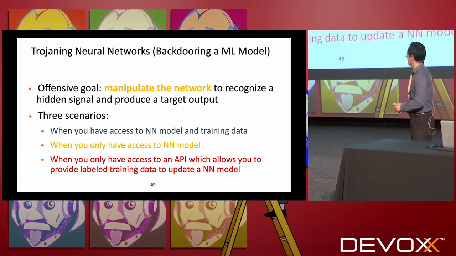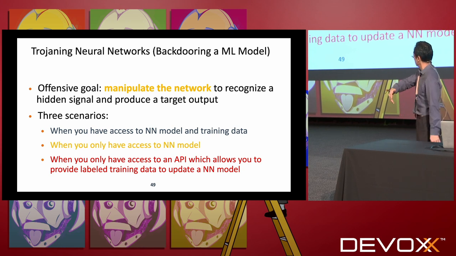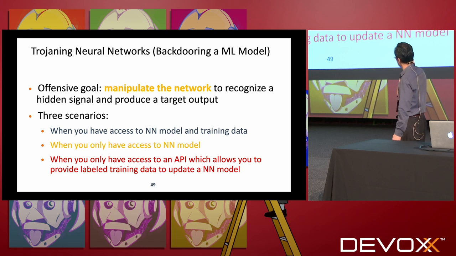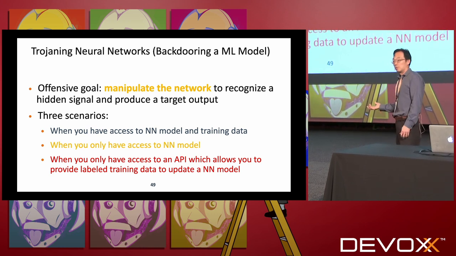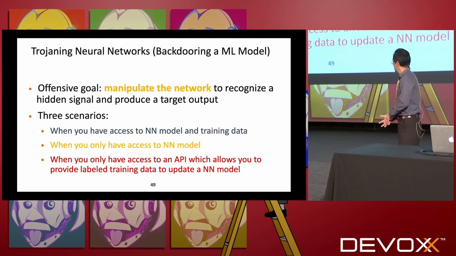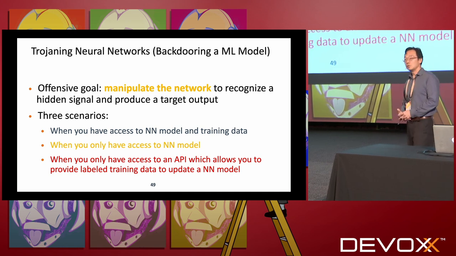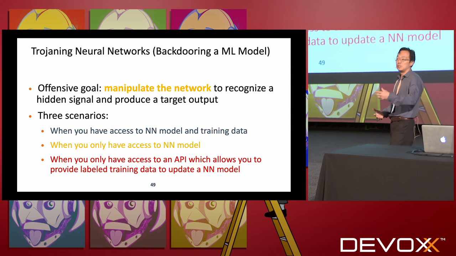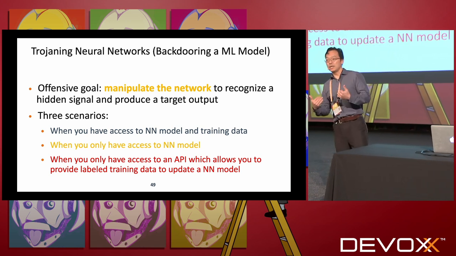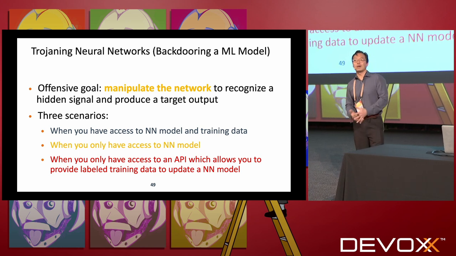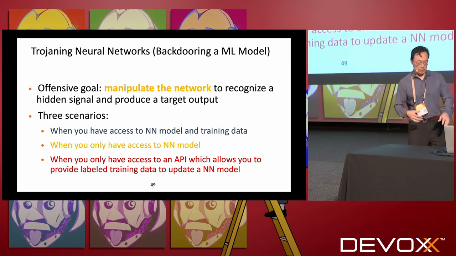there are three scenarios in which you can do trojaning. One is when you have access to the model and the training data, and that would typically be an insider. Another is when you only have access to the neural network model, typically if you're using a model zoo. You have to be very careful because you don't know if you're getting a trojaned model. And the third is when you only have access to an API which allows you to provide labeled data. Some of these APIs say, send me your labeled data so we can improve our model. All right? That's the third case.